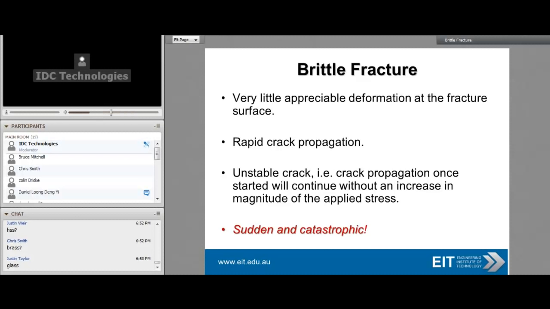What happens is you get very, very little, if any, deformation at the fracture site. As I said before, we apply a load, keep on applying it, keep on applying it, and then bang, it goes. And it goes very, very suddenly. You get rapid crack propagation, and a brittle fracture is extremely quick, and it can be very catastrophic.